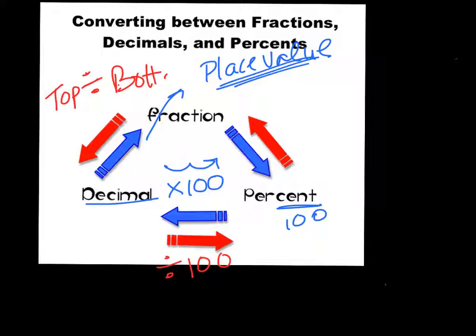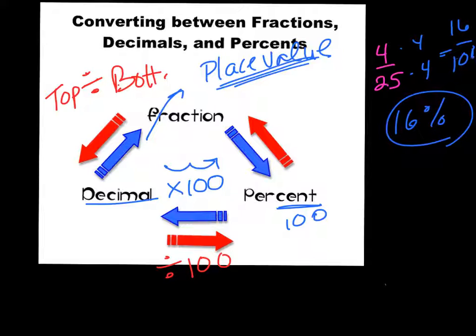However, sometimes, like if I had 4/25ths, for example, I know that 25 times 4 is 100, and 4 times 4 is 16, and percent means out of 100, so that would be 16%. So sometimes you can save yourself a little bit of time. If you know the denominator goes into 100, then we can just multiply the numerator to get our percent.